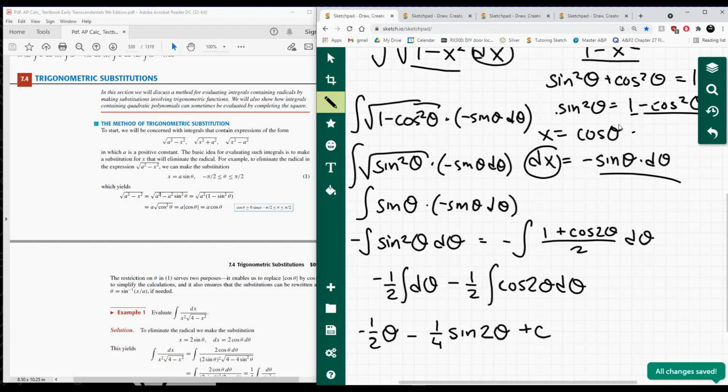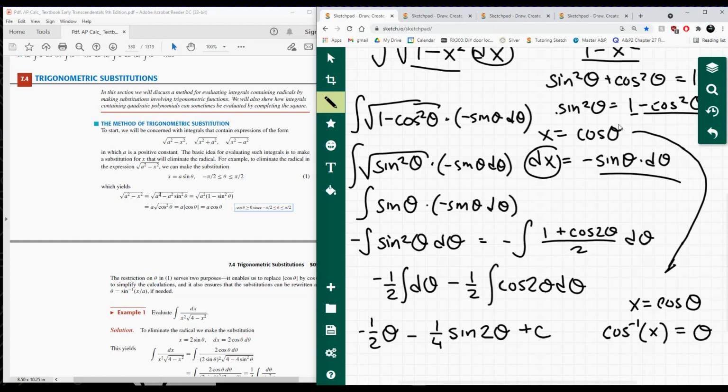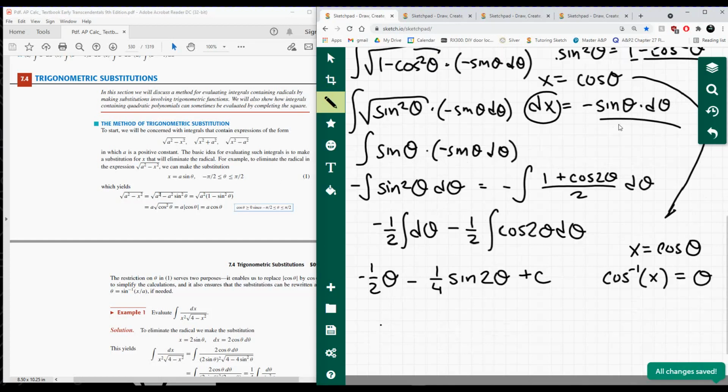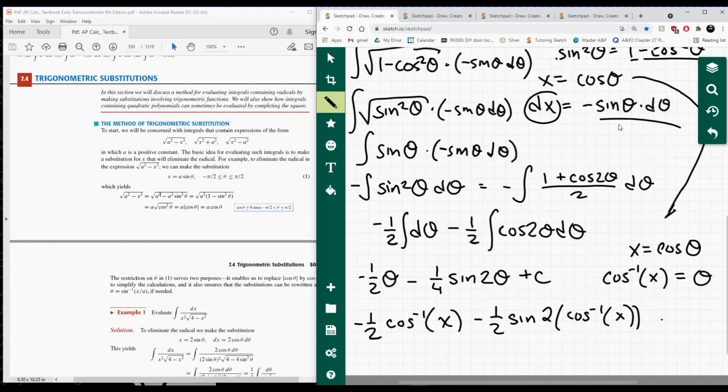Well, remember back from our substitution, we had x is equal to cosine of theta. If we wish to identify what theta itself is, that'll just be the inverse cosine of x is going to be equal to theta, and that's going to be what we substitute into both of these. So therefore we have negative half arc cosine, or inverse cosine of x, minus 1/2 sine of 2 times the inverse cosine of x, plus c as your answer.